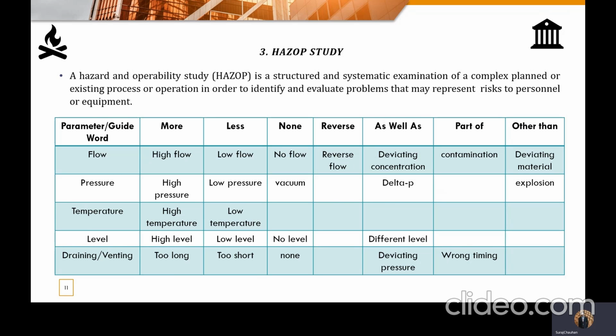So we have taken some examples, like if there is a high flow in the CGS, then the corresponding guide word will be more. If there is a low flow, then less. If there is no flow, then none. Similarly, it is shown for pressure, temperature, level and draining venting as well.